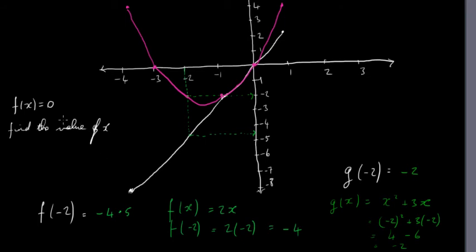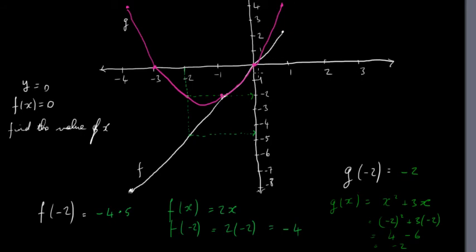Find a value of x for which f of x is equal to 0. Now this is my function f. This is f here, this is g here. So I'm only going to look at the straight line here, the function f. We want f of x to be 0, or in other words, y equals 0. We want y to be 0.